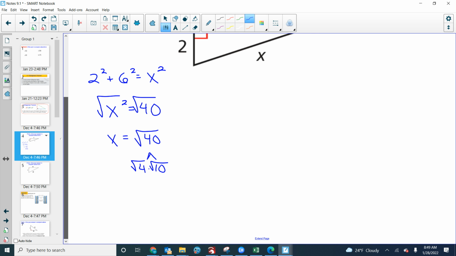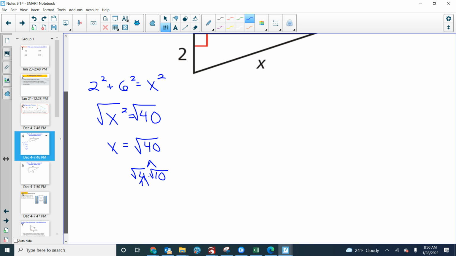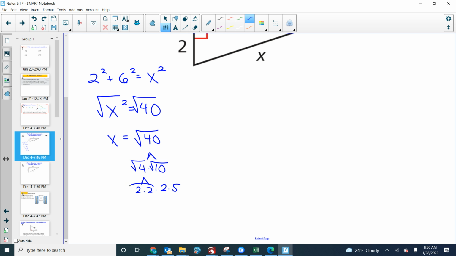So, if you are uncomfortable with this, you can keep going. You could say 2 and 2, 2 and 5. And then I think the way you guys were taught, if you have a pair of 2s, you take a 2 out. No pairs, multiply. X is 2 times the square root of 10. Do you agree with that? Didn't 2 radical 10 come from the square root of 40?